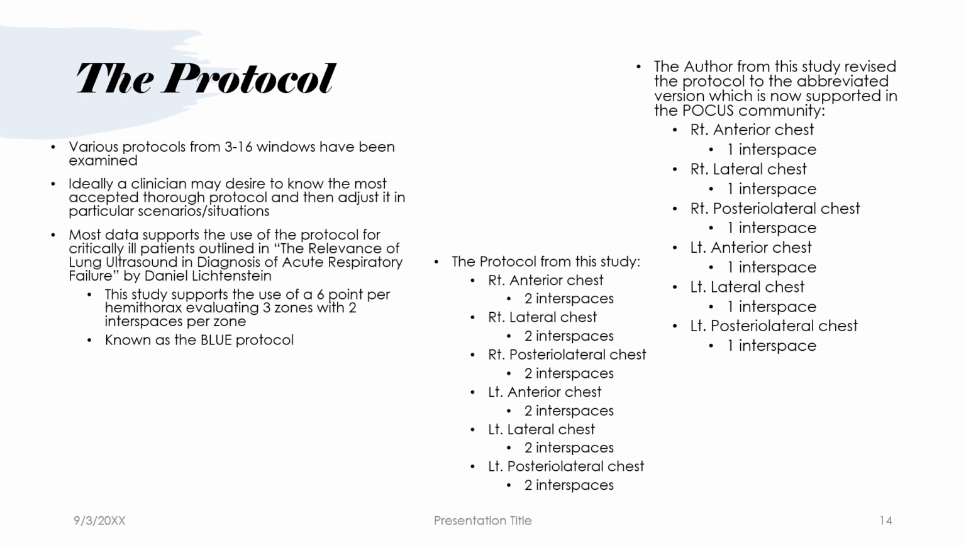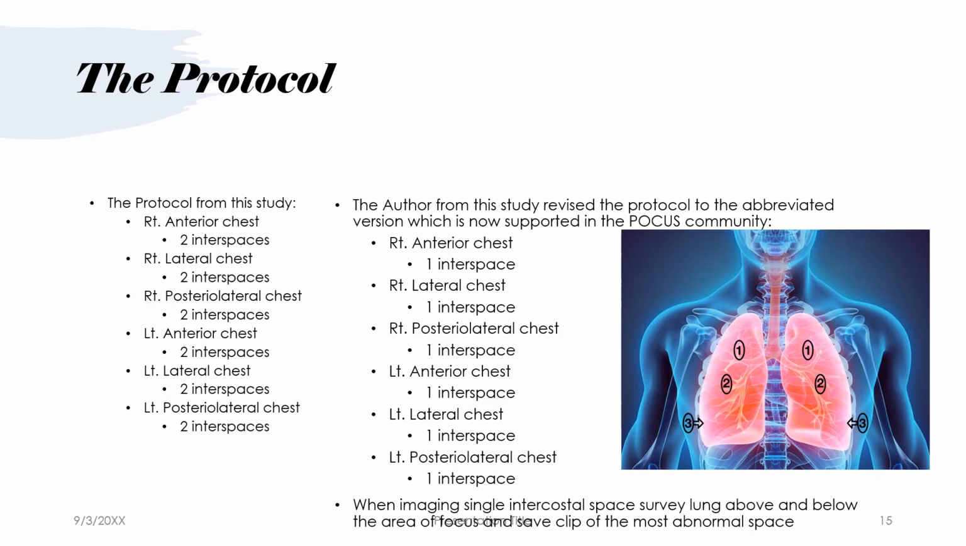Now, that same author that originally created this protocol and had very good results from it later came out and said that he'd revised his protocol from that study, and he felt that doing the same images, the right anterior chest, lateral chest, posterior lateral, and then going on to the left the same, would still be sufficient if you only did one interspace in that area. So they removed half of the images, and said that that particular protocol was proving to be pretty much the same efficacy as the previous protocol. So how are we going to do this?